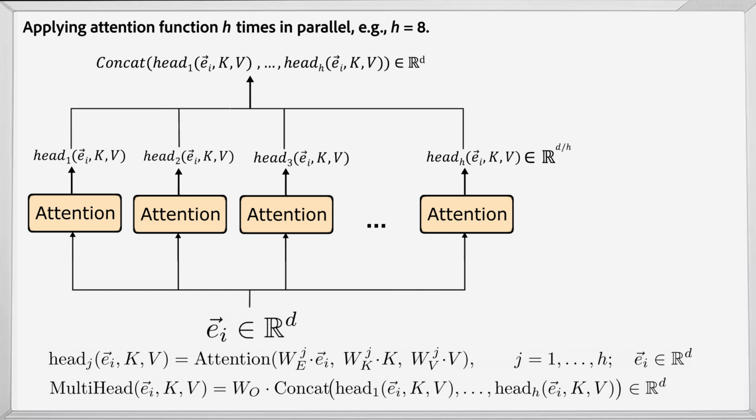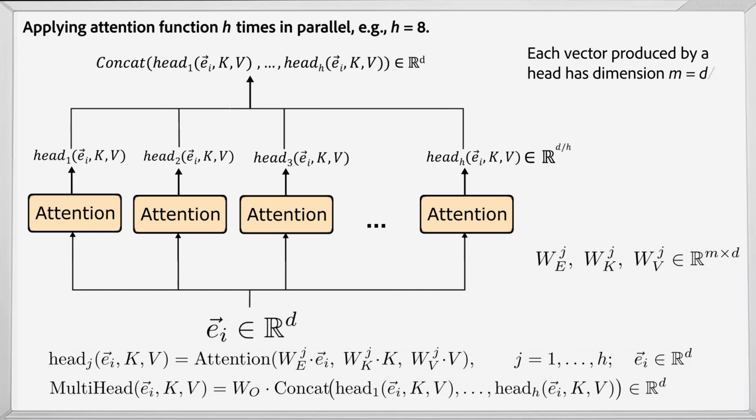When we do this, we have to keep in mind that in the end we want to have a vector that has dimension d again, which is the same dimension as the vector E_i that we used as the input for the multi-head attention function. So let's look at the dimensions of the matrices and the resulting vectors. In order to get a vector in the end that has the same length d as the initial vector E_i, we want each attention head to produce a vector of reduced size. This reduced size is d divided by the number of attention heads h, and we call this reduced dimension m.